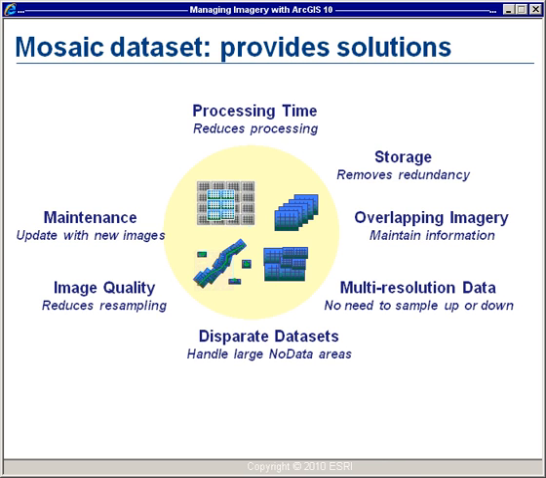Also, updating is straightforward. Just add new data. You can do this by either replacing the original source images or by adding additional imagery. The new images can overlap, or they can extend beyond the boundary of the original Mosaic dataset. And finally, metadata can be maintained for each image and for the entire Mosaic dataset.